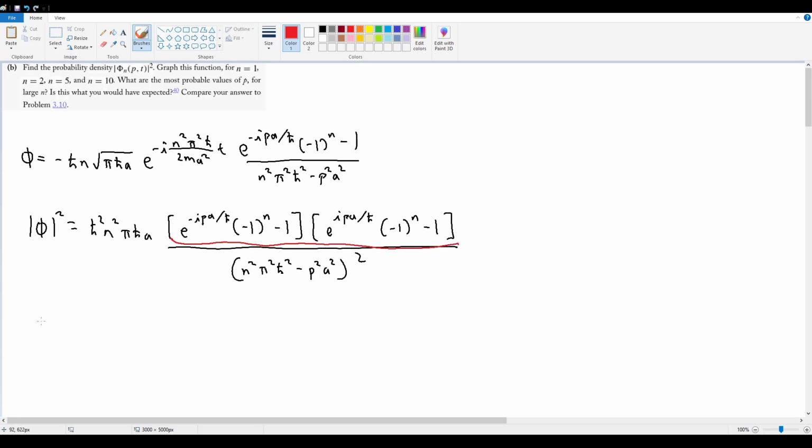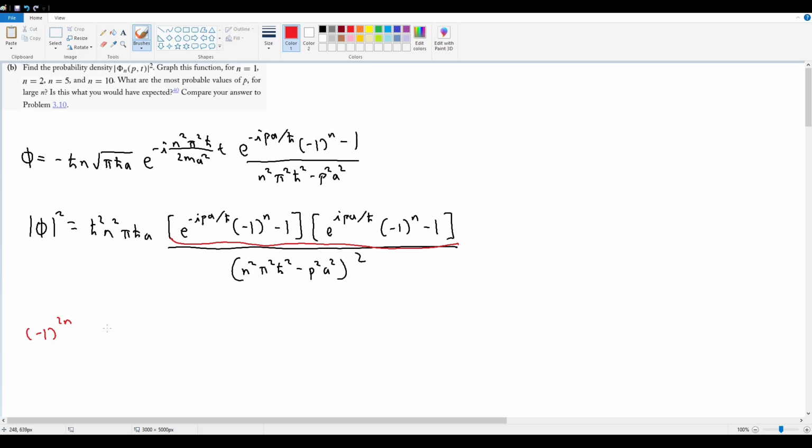So what is this going to equal? Well, if we distribute this out, first term, the negative and the positive exponentials cancel out. So you have negative 1 to the power of n times negative 1 to the power of n, which is negative 1 to the power of 2n, right?